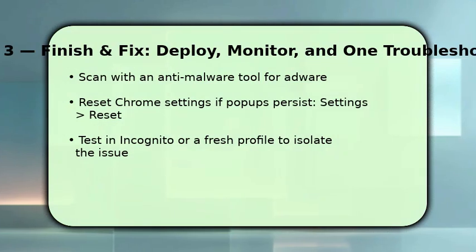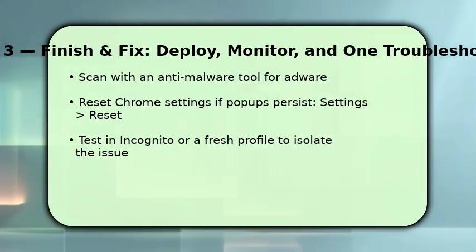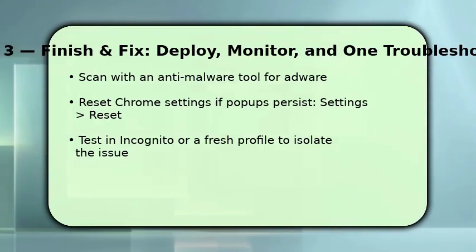To finish, run an anti-malware scan to catch adware that survives settings changes. This removes persistent injectors. If pop-ups continue, reset Chrome settings to default. It clears malicious tweaks while keeping bookmarks.